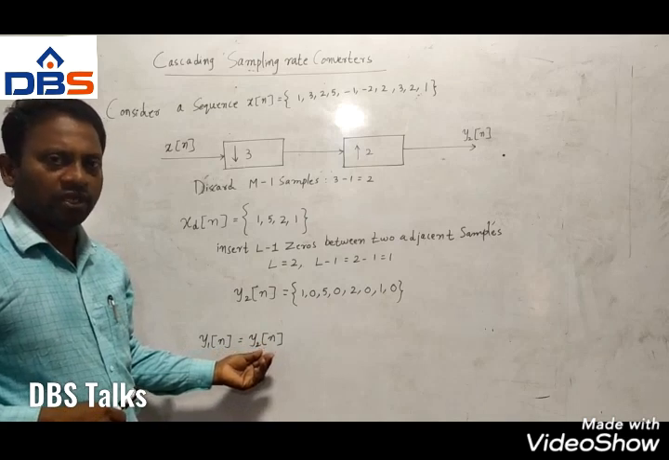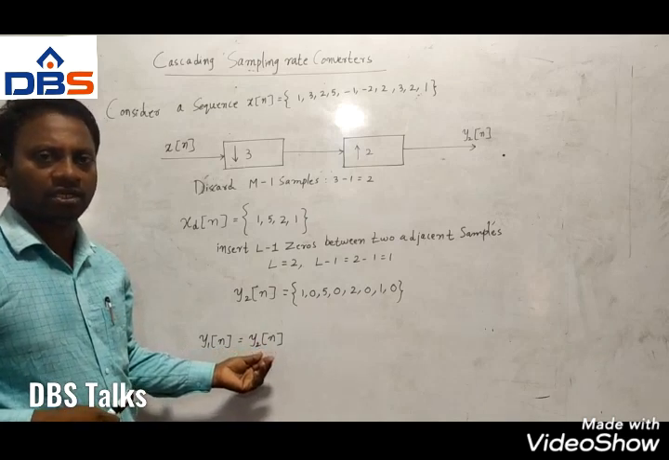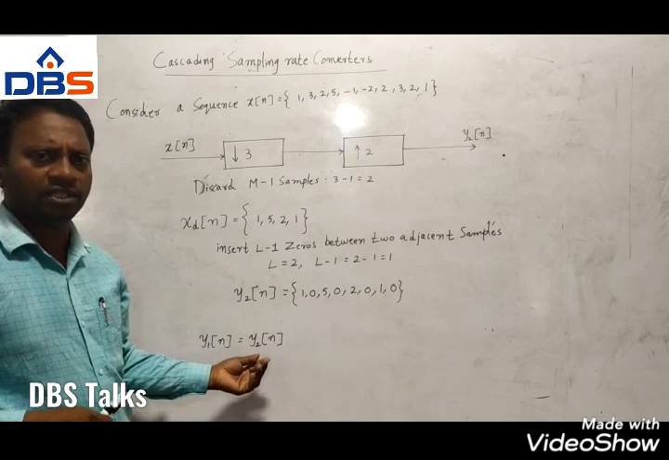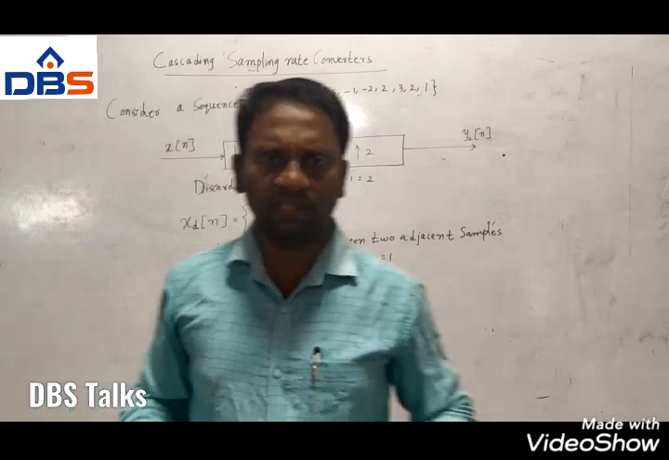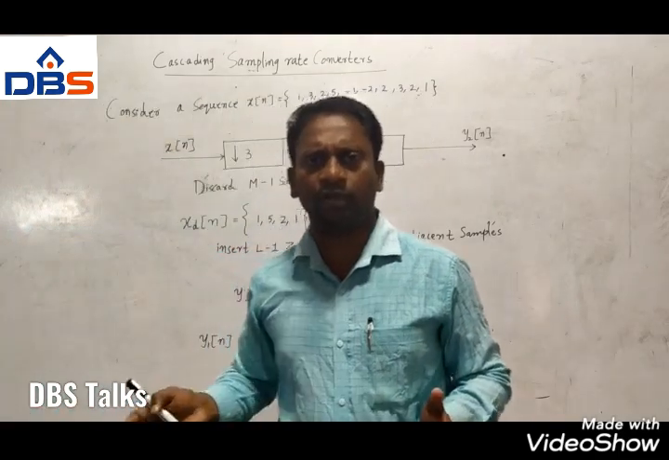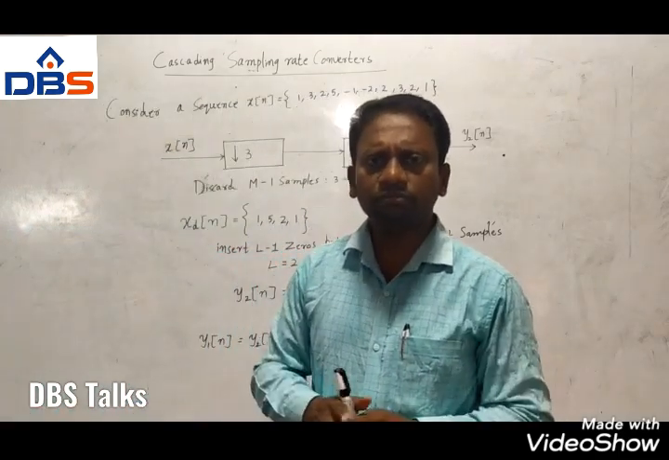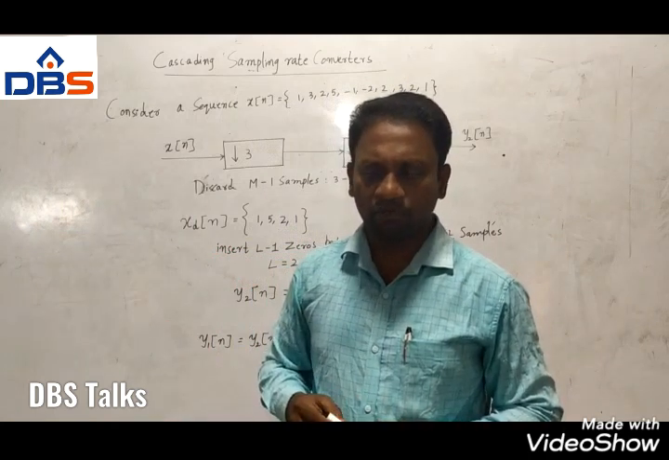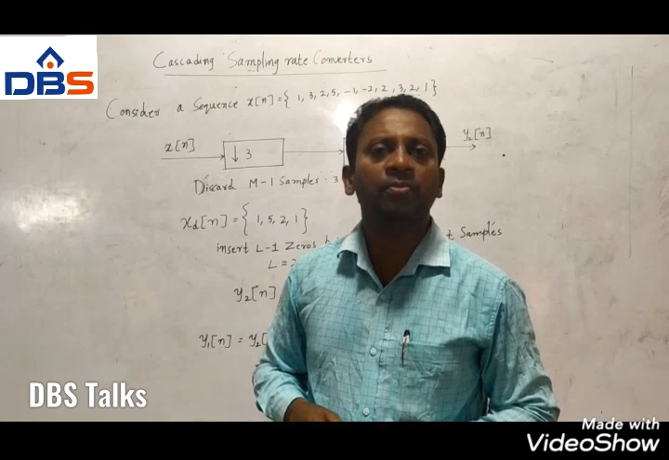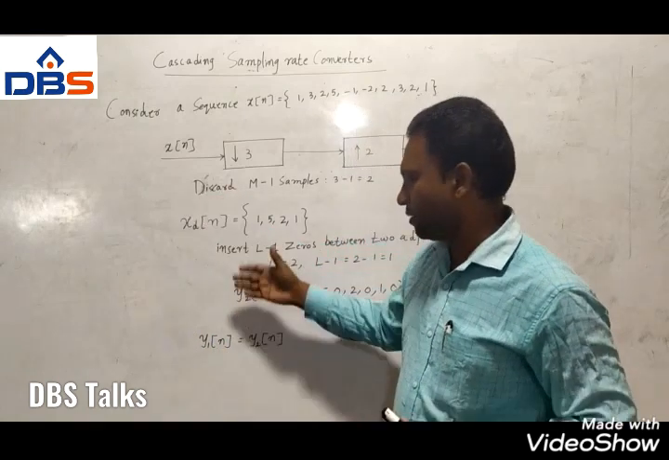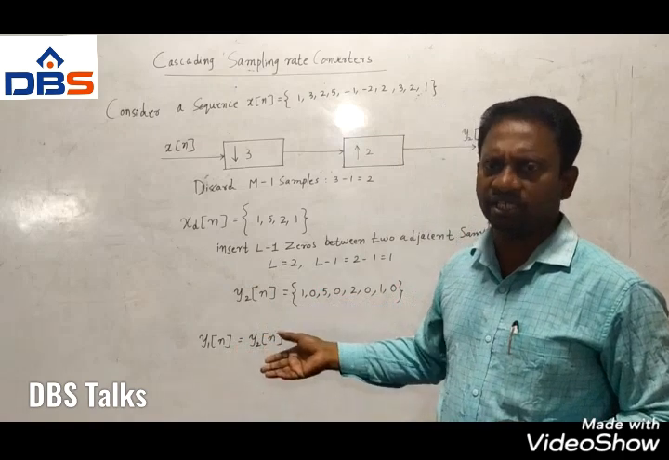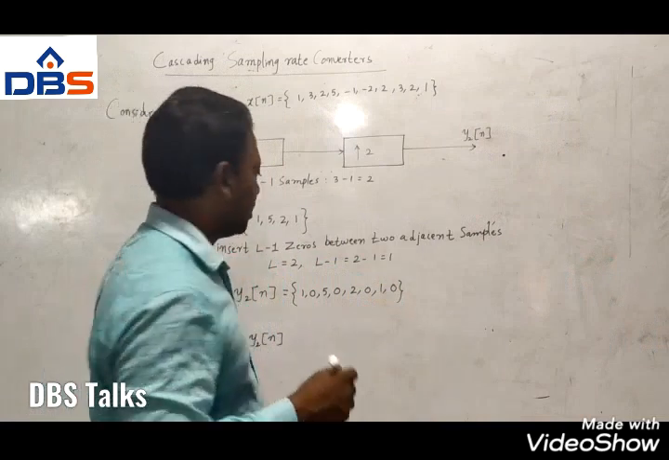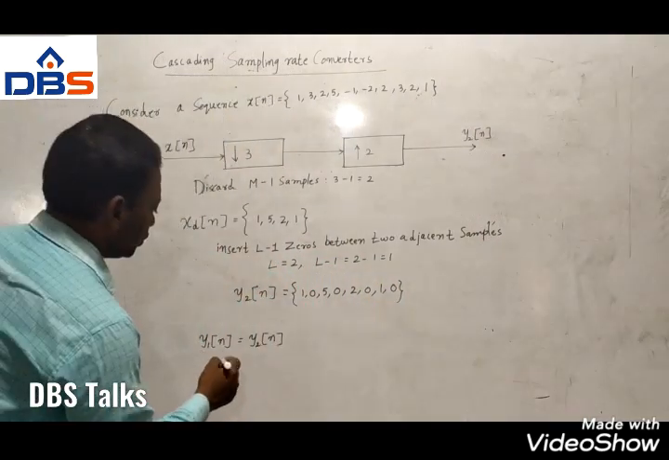But every decimator and every interpolator you cannot simply interchange. There is some condition on interchanging the decimator and interpolator. So we can take one other example, and using that example you check whether the same principle or same result is valid or not. You can check it, suppose, for a sequence like this one. First you take 2 and 4.